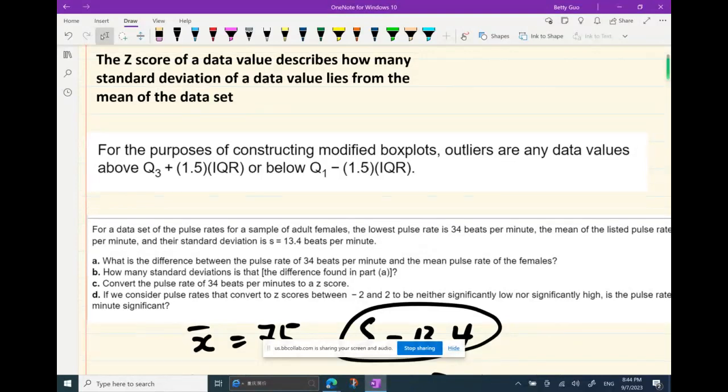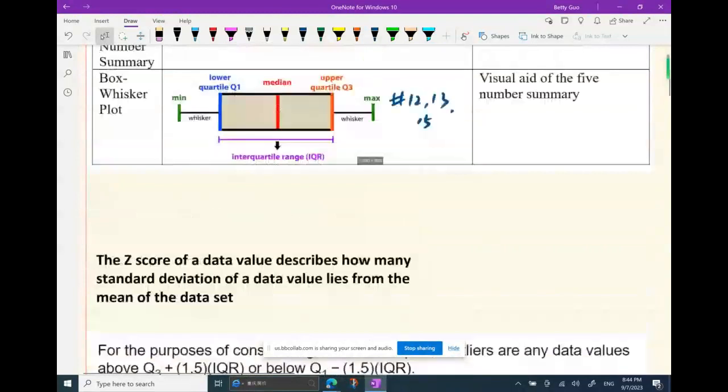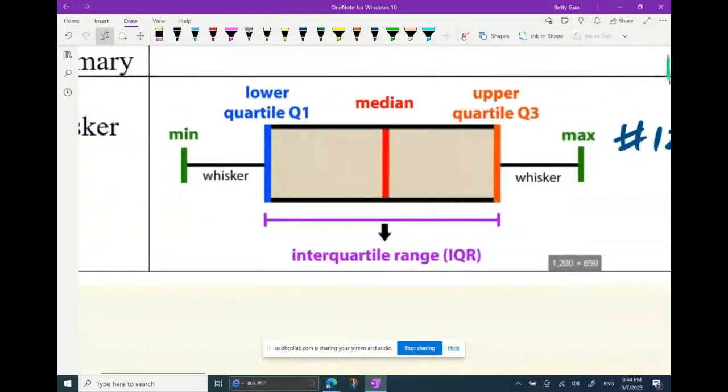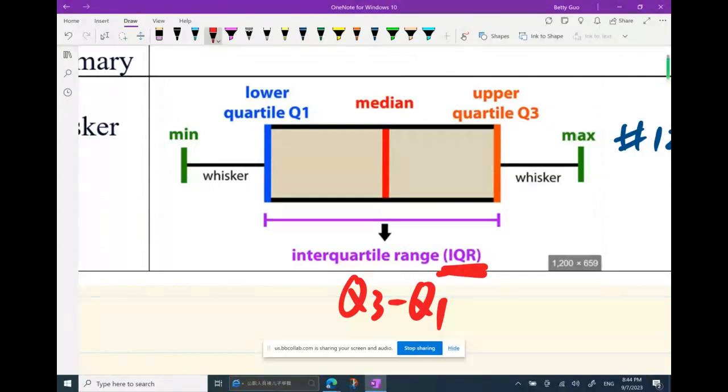What is IQR? IQR stands for interquartile range. IQR is the length of the box. The length of the box. That's IQR, or interquartile range.